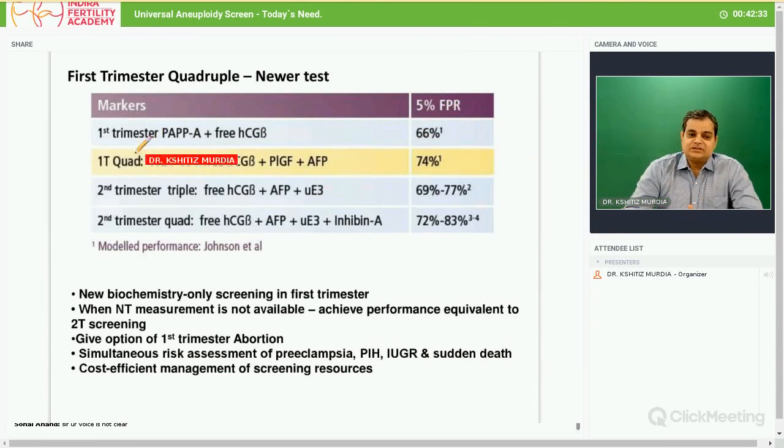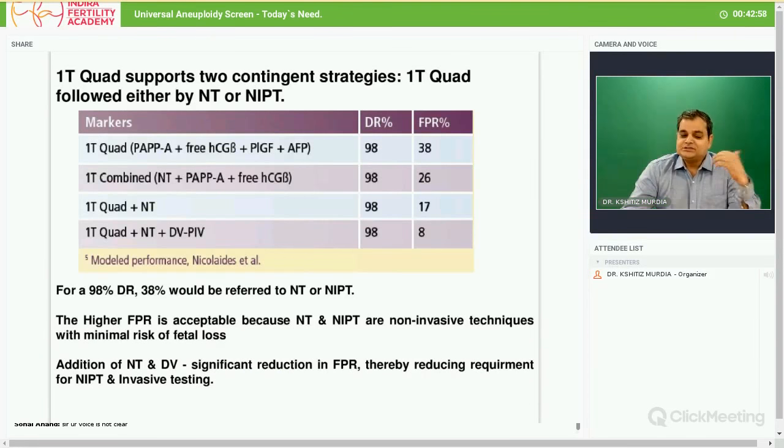So its sensitivity is as close to the second trimester quadruple test, and with this we can give the patient the benefit of a first trimester abortion if anything goes wrong in the testing. Simultaneously, it has an additional advantage that we can pick up preeclampsia, PIH, IUGR, sudden death, and one additional thing is that this kind of testing is contingent with the two strategies, either by the NT or NIPT.